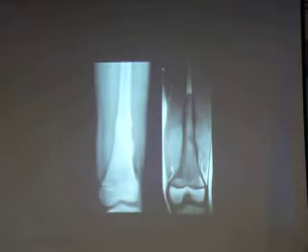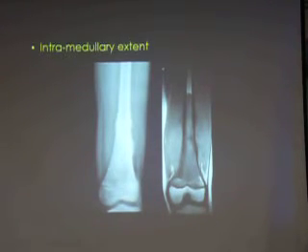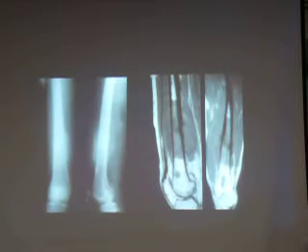Next, if you look at a slide, what does it tell you? Intramedullary extent of the tumor. The periosteal reaction stops at a certain level, but on the MRI scan the intramedullary extent is much higher up. So MRI is much better at giving you the exact extent, and these are all T1 weighted images, which are the ones you look at. So the intramedullary extent is told by the MRI.